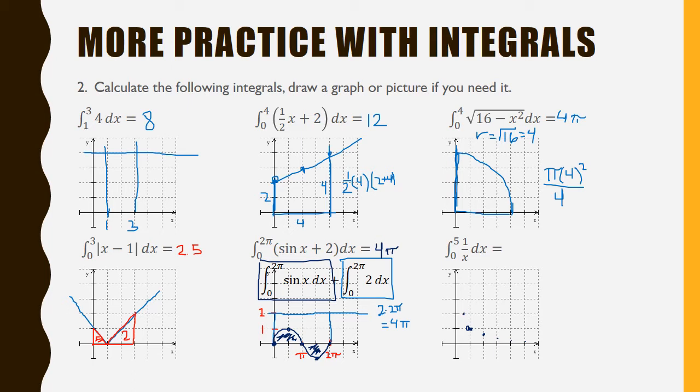When x is 0.2, we get 5. Okay, so this is a rational function that has a vertical asymptote at 0. Okay, here's my vertical asymptote, and so it grows infinitely. And we want to know what the area is from 0, so from this vertical asymptote to 5.